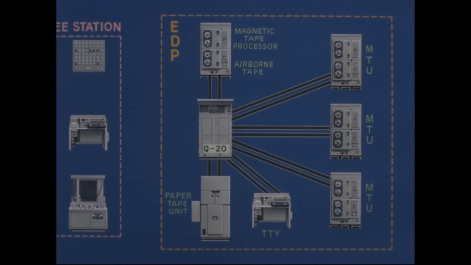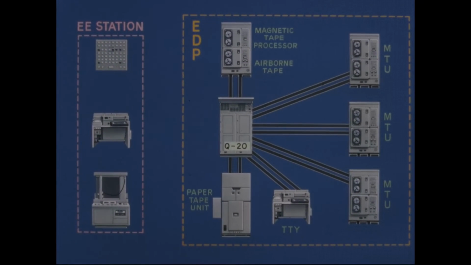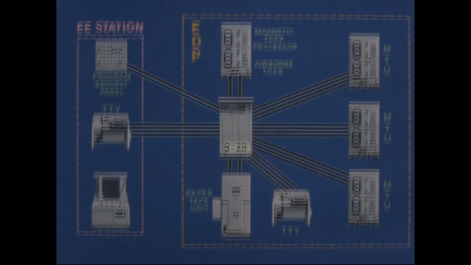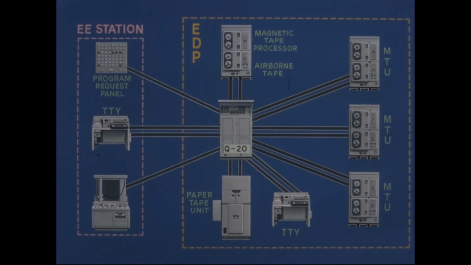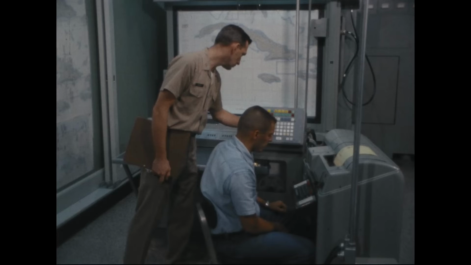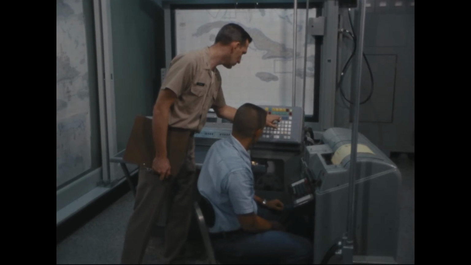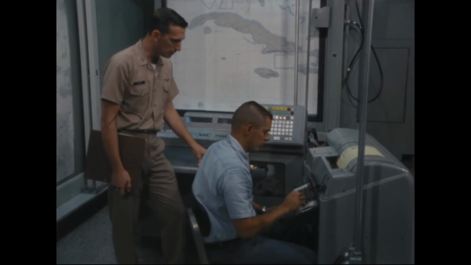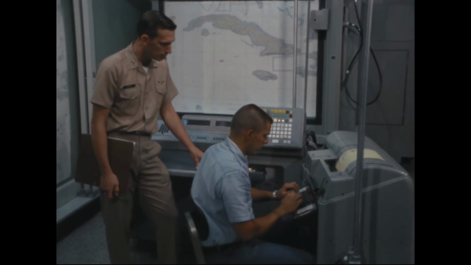The Q20 likewise has an input channel from the electronic evaluator's program request panel, a two-way connection with his teletypewriter, and an output channel to the station's digital plotter. The evaluator sets up for the area activity program, gives the computer the geographic coordinates of the area boundaries, and stands by to receive information.